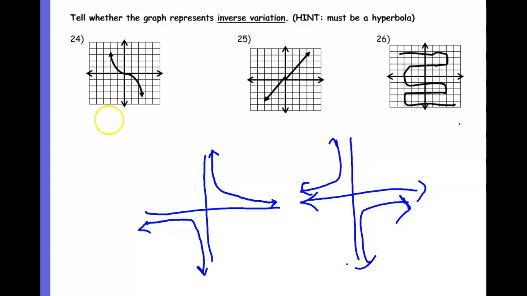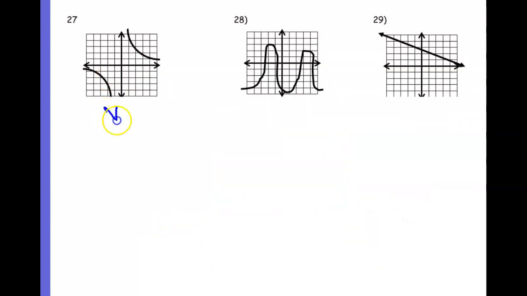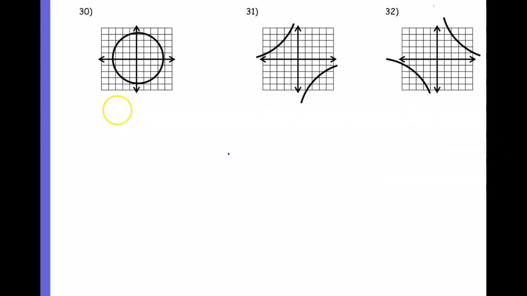Okay, so kind of a bad shape. But looking at 24, we're going to say no. That's a no. 26, 27, yeah, there we go. We've got a kind of funny looking hyperbola. Yes. This one's a no. Line, definitely not. Circle, nope. Here we have a hyperbola. It kind of shifted a little bit, but this is yes, and then this is yes.